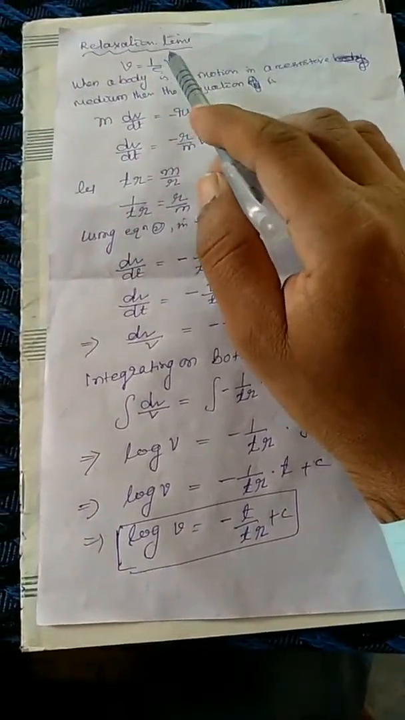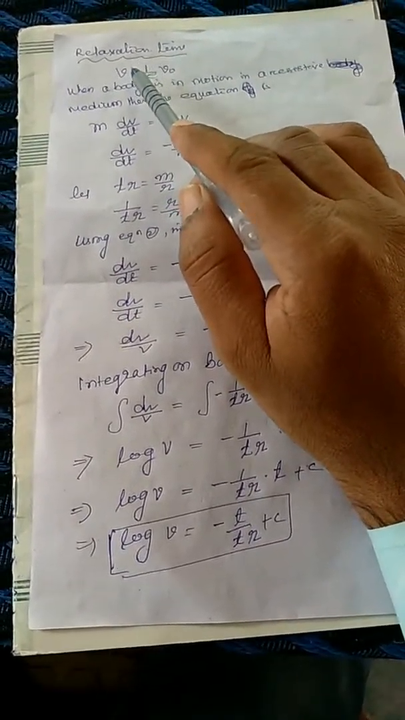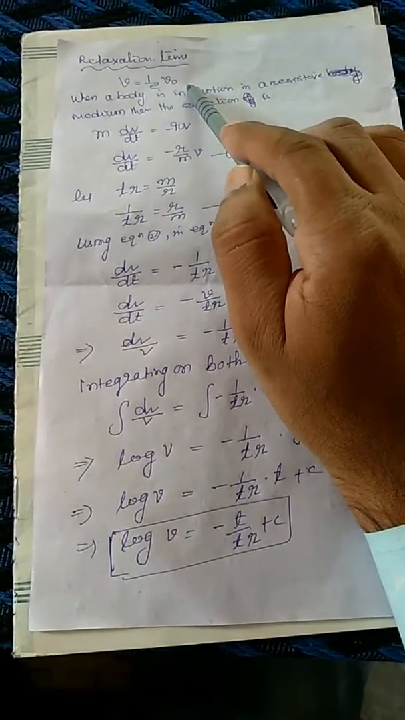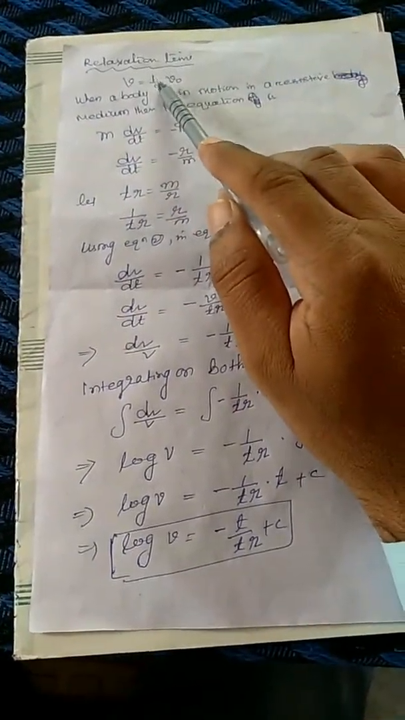Yesterday, in the previous class, I stopped at V is equal to 1 by e into V naught. Now I will derive it.